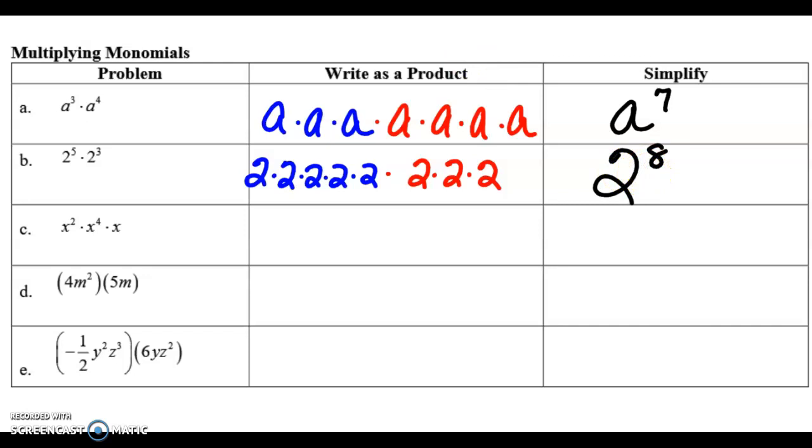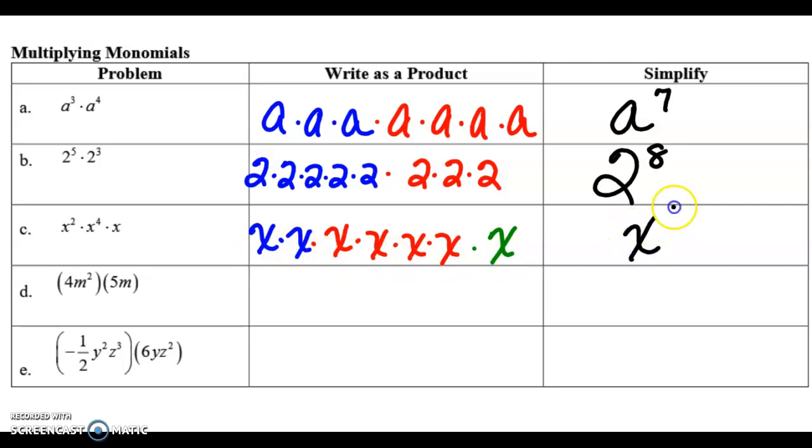All right, so new problem. We have 2 x's. Then we have 4 more x's. And then we have 1 more x. And they're all being multiplied. So it would be an easier thing to say we have altogether x to the 7th power. 2, 3, 4, 5, 6, 7.